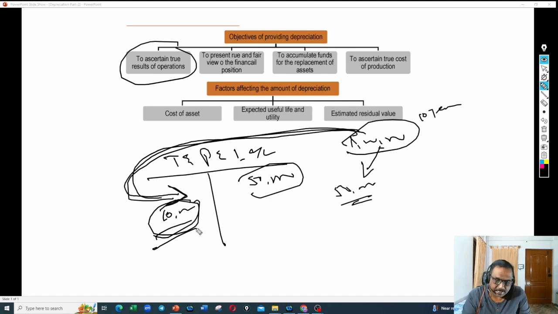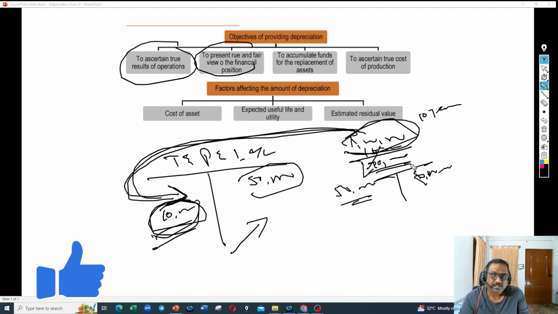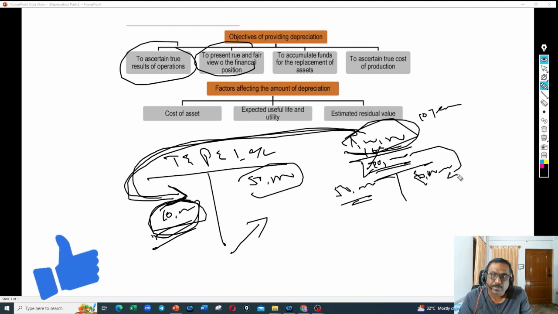Second one, to present the true and fair view of the financial position. If I don't debit this, what will happen? I'm inflating my revenue and my profit. In my balance sheet, I will show only 1 lakh as an asset, but it is not 1 lakh. The asset value will be 90,000. Why will the asset value become 90,000? I used the 1 lakh asset for 1 year. To the extent of 10,000, the asset value has been reduced. My asset value for the next 9 years is going to be 90,000. So 90,000 is what I am supposed to show in my balance sheet.